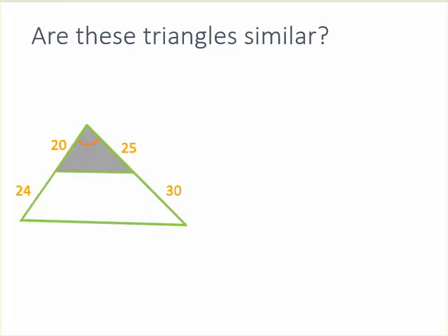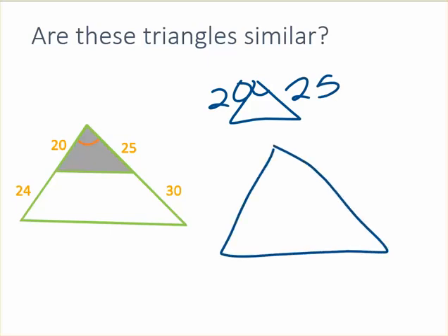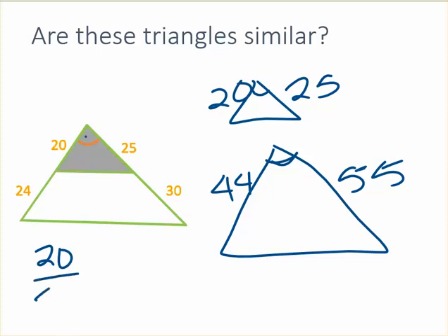And finally, here we have some overlapping triangles. I think this is easiest to do if we separate them out. So that top angle is there, but then I have 20 and 25. Okay, so then that bigger triangle, that whole side would be 44. And the right side is 55. Okay, I know that top angle's equal. So let's go ahead and set up our fractions. So if we take 20 divided by 44, and then 25 over 55, let's see if those fractions are equal.